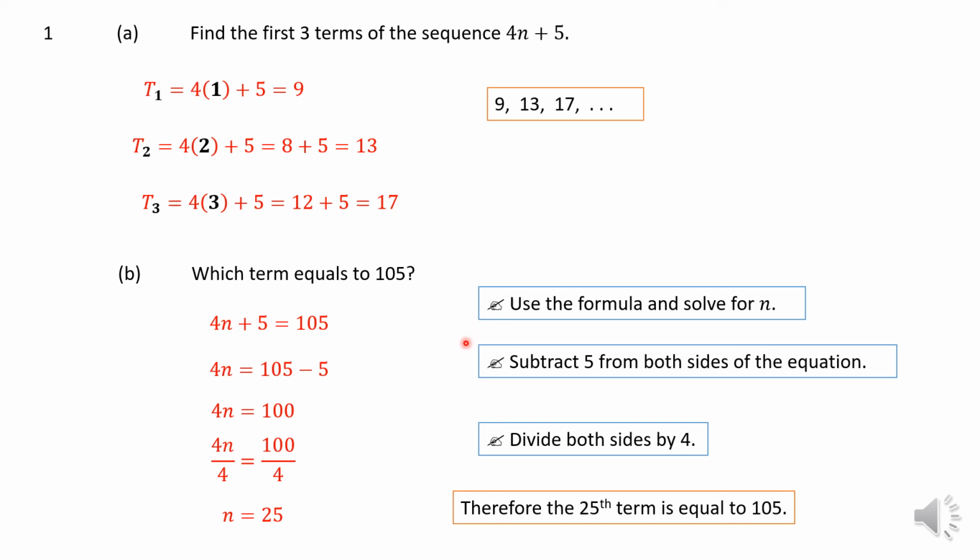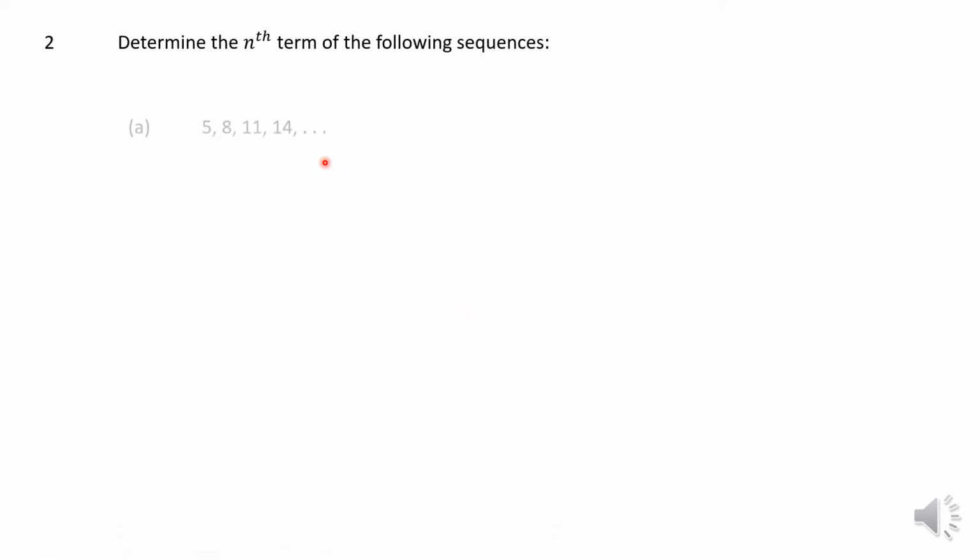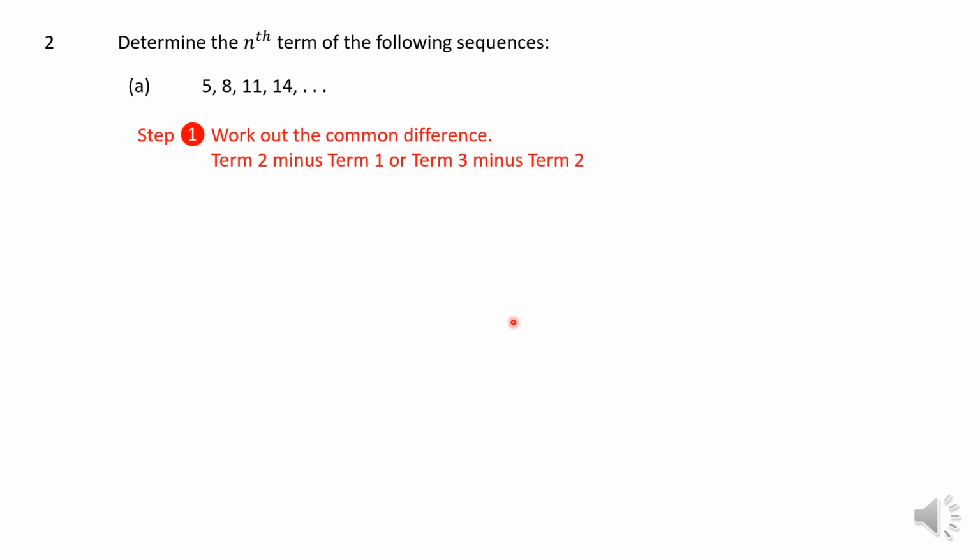So I've got one more here. Question 2. You are supposed to determine the nth term, the rule, of the following sequence. So I have a sequence here: 5, 8, 11, and 14. The first thing you do is work out what we call the common difference. You take term 2 minus term 1, or term 3 minus term 2, or term 4 minus term 3; you subtract them in that order. And as you can see, this sequence is increasing, so I expect my common difference, which we represent by the small letter d, to be a positive number, and it's positive 3.